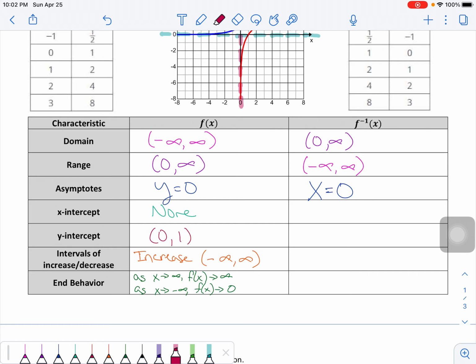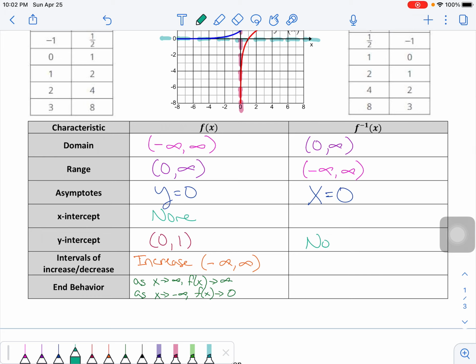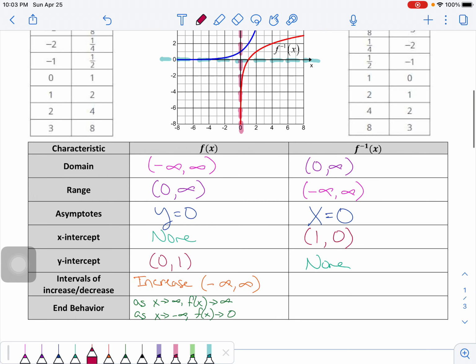Now, the fun part is that's also going to be true for your x and y intercepts. So you don't have a y-intercept, right? This x-intercept, if we switch it, means that we don't have a y-intercept. And this y-intercept, we want to reverse the ordered pair, and it becomes the point 1, 0. All right. Now, this curve is still an increasing curve, but we want to be careful because it's increasing over its domain. So increasing, and that's domains from 0 to infinity.